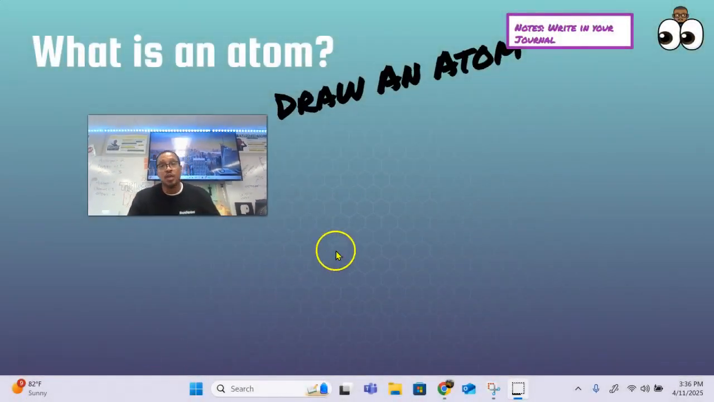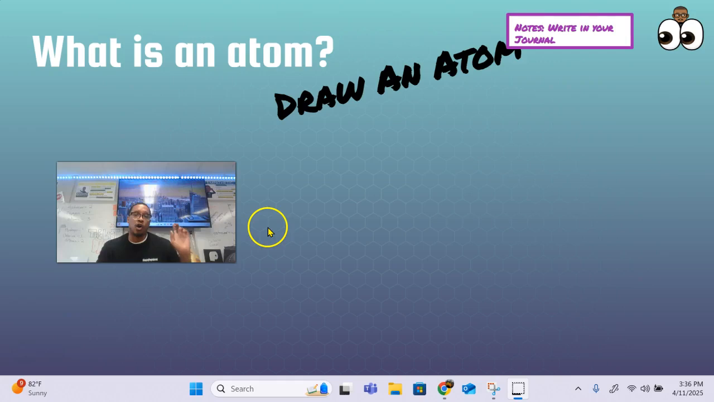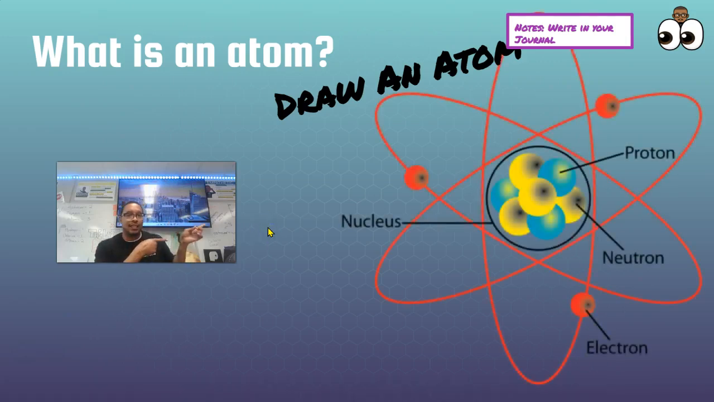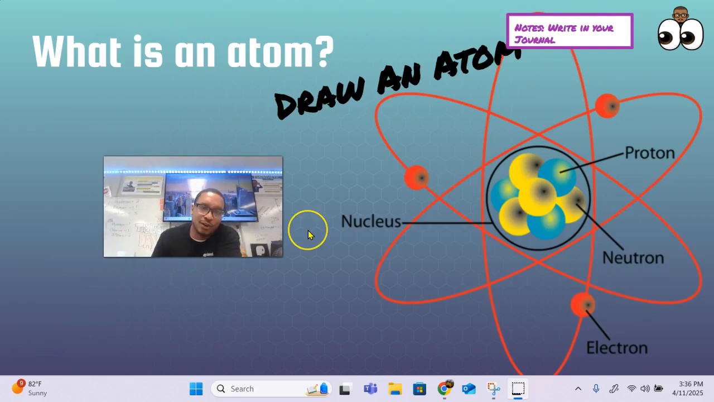Let's go. Most people would draw an atom that looks like this. I do want to say a couple of things. Number one, this is halfway right and halfway wrong. Its basics are good, but there are some fundamental flaws. Number one, inside of here, there is a nucleus in the center. That's good.